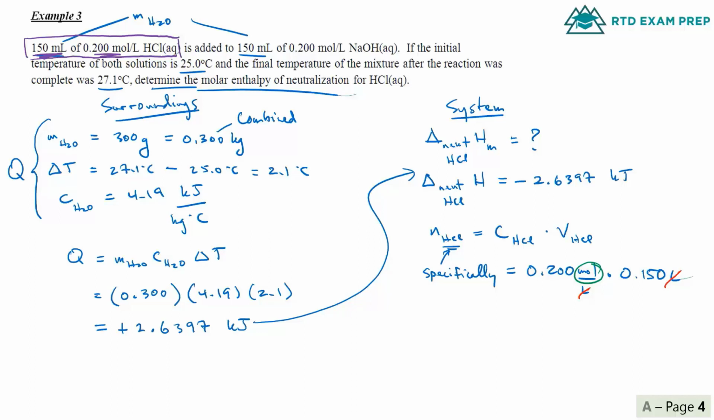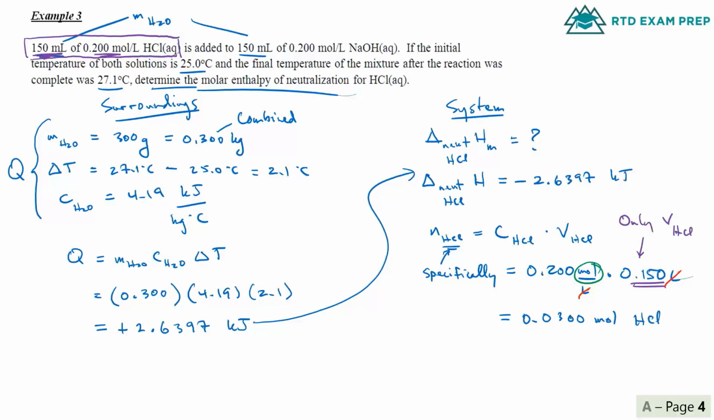Okay, so don't forget, we only want to use the volume of the HCl solution. When we do that calculation, what we're going to get is 0.0300 moles of HCl.